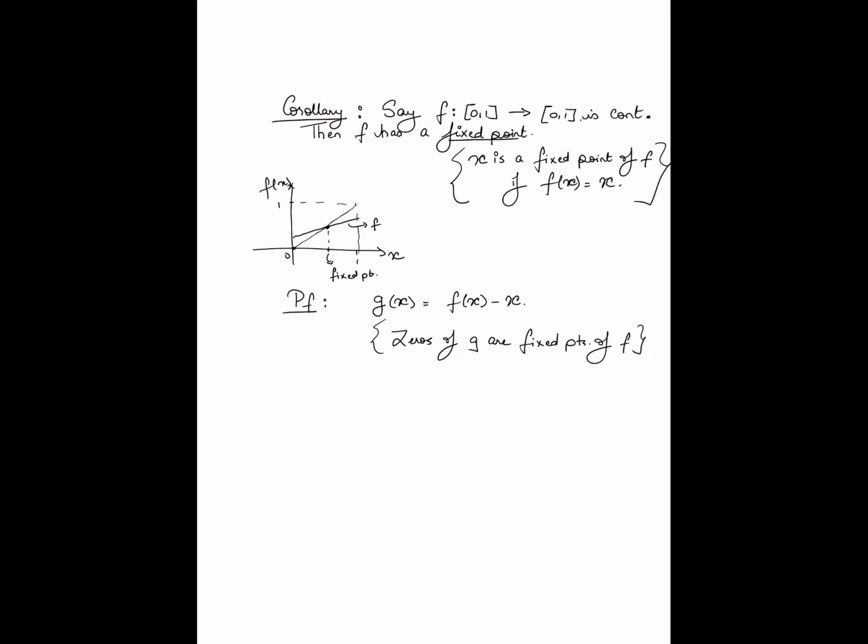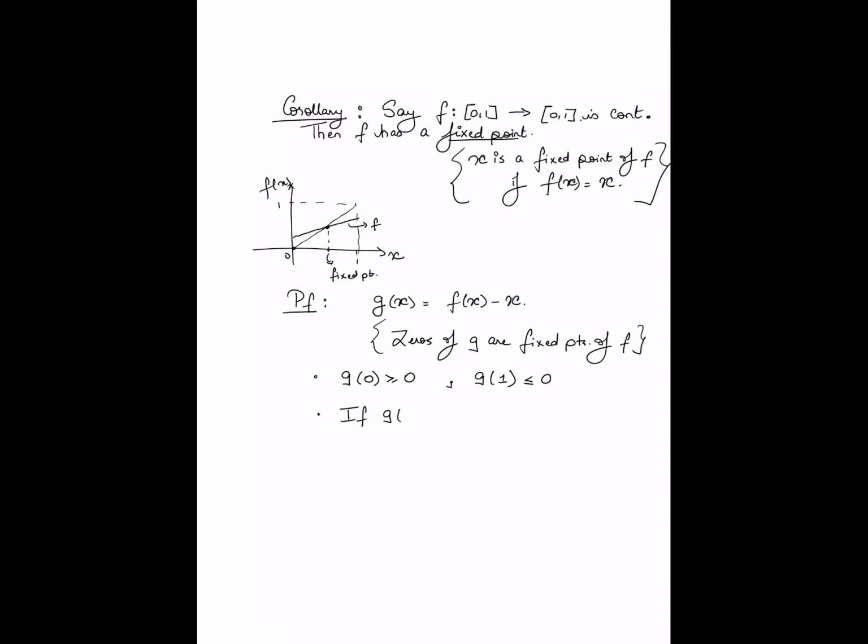Now how do I argue that there is necessarily a zero of g? The first thing we observe is that g of 0 is f of 0 minus 0, so g of 0 is guaranteed to be greater than or equal to 0. Another thing to note is that g of 1 is guaranteed to be less than or equal to 0. Why is that? Because g of 1 is f of 1, which is between 0 and 1, minus 1. So g of 0 is greater than or equal to 0, g of 1 is less than or equal to 0. How do I argue that there is necessarily a zero?